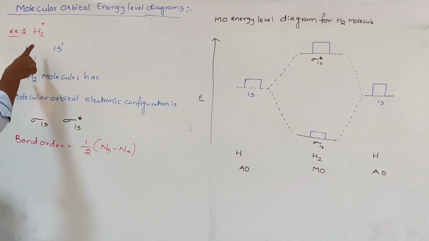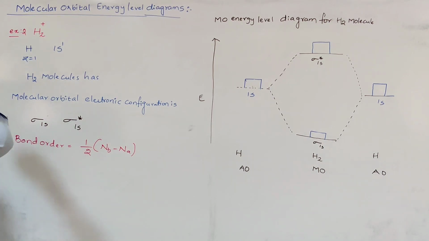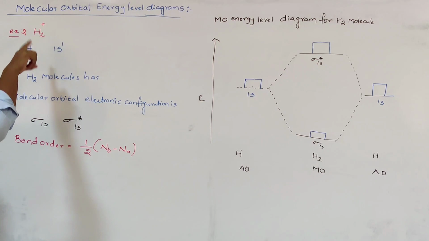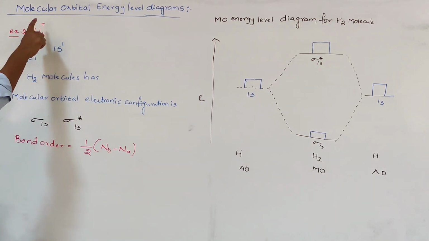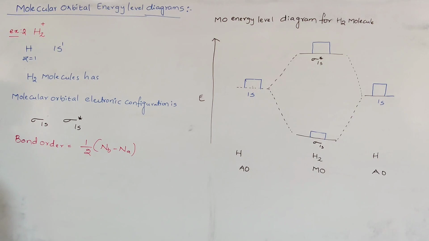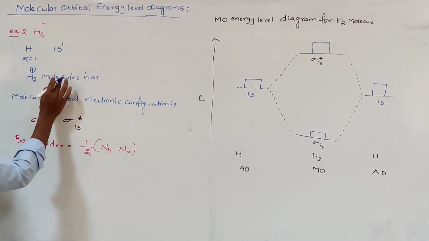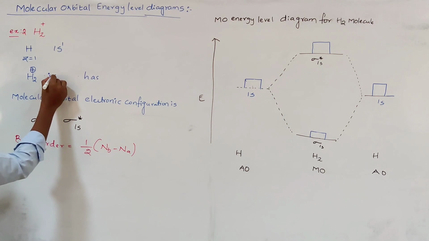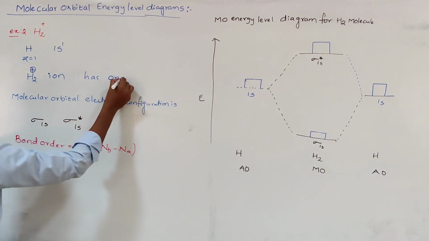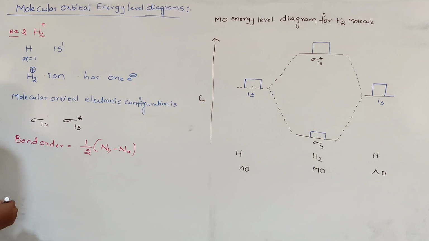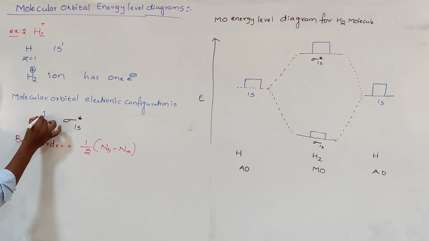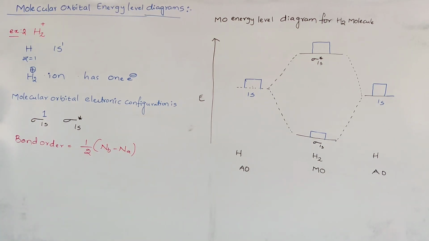The next example is again related to hydrogen, that is the H2 plus ion. In H2 plus, each hydrogen has one electron, and whenever a positive charge is there, we need to remove one electron. So from the two hydrogen atoms' two electrons, we remove one electron. So H2 plus has only one electron. When we write the molecular orbital electronic configuration, that electron enters the sigma 1s orbital, and sigma star 1s is 0.